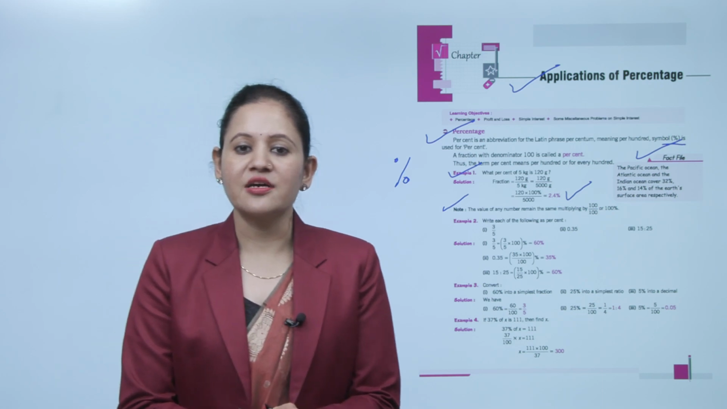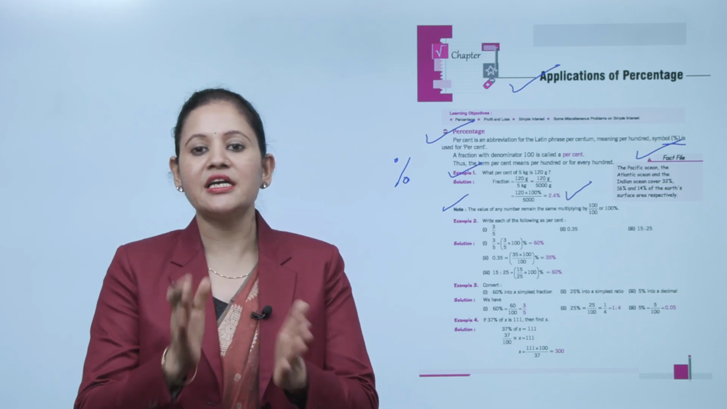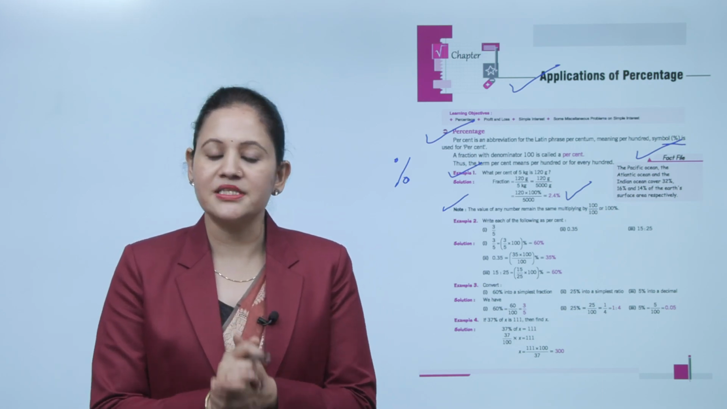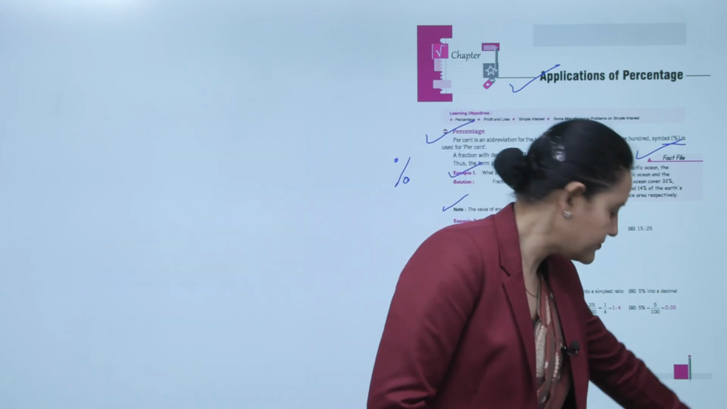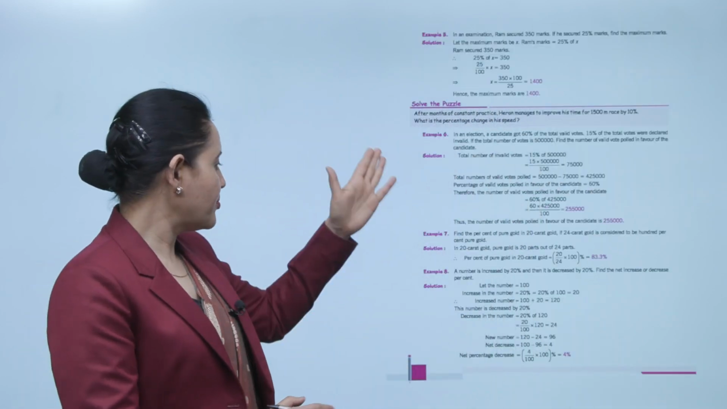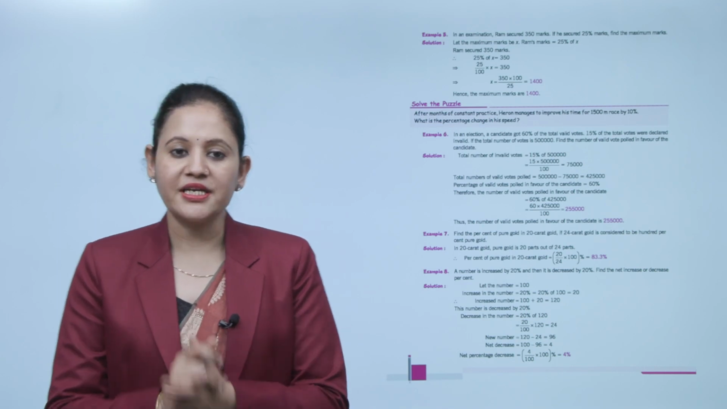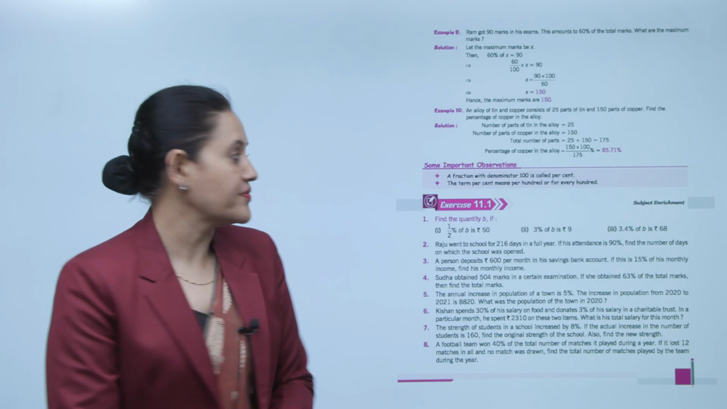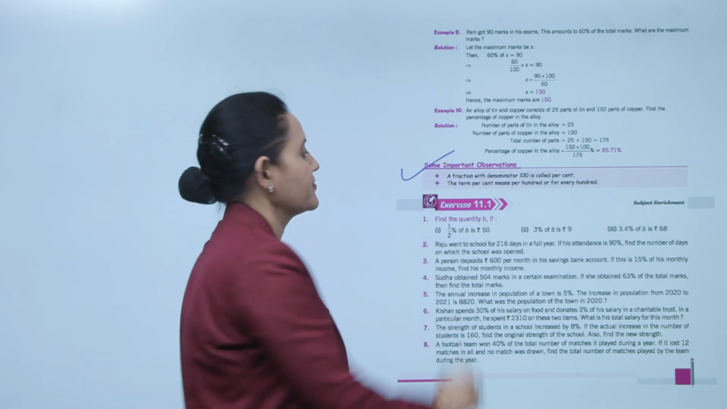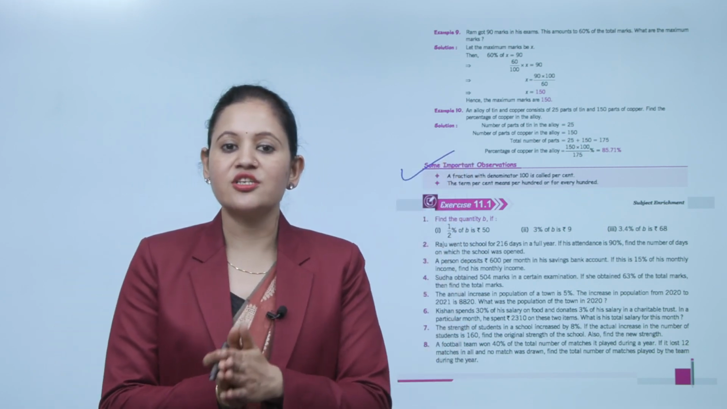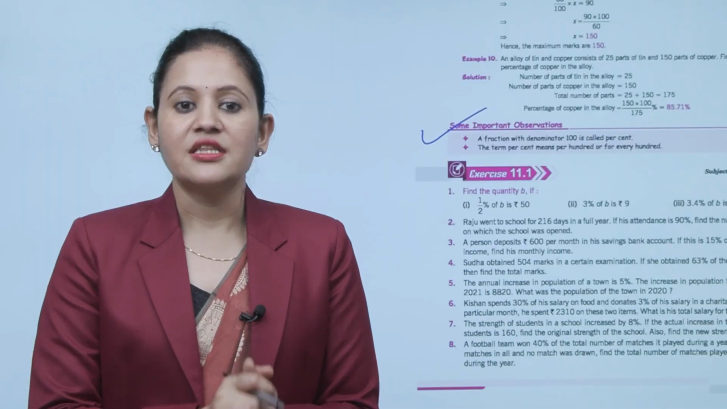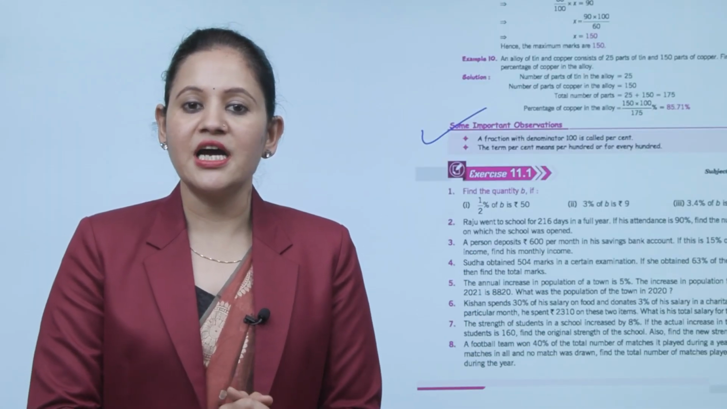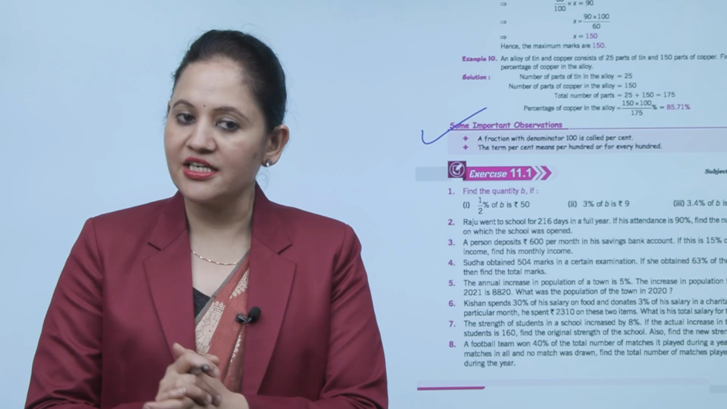Note, the value of any number remains the same when multiplied by 100 upon 100 or 100%. Here some more examples are given, so practice them. Next are some important observations. A fraction with the denominator 100 is called percent. The term percent means per 100 or for every 100.